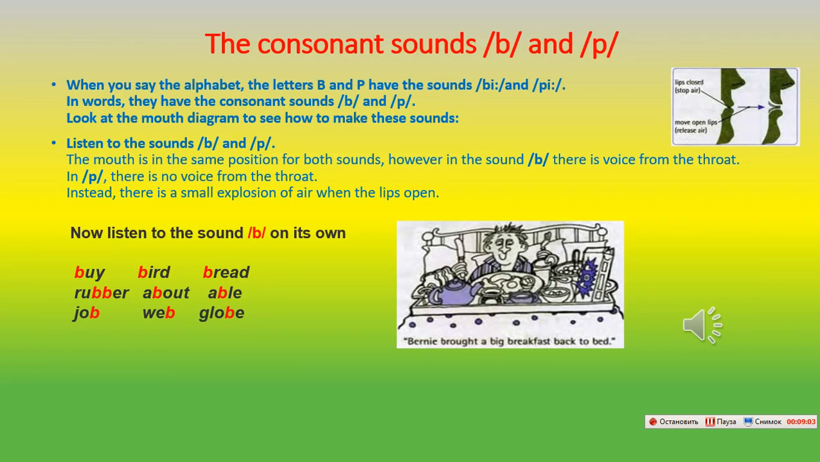Consonant sounds B and P. When you say the alphabet, the letters B and P have the sounds B and P. In words, they have the consonant sounds B and P. Look at the mouth diagram to see how to make these sounds. Now listen to these sounds. Now please listen. A9A. B, B, B.